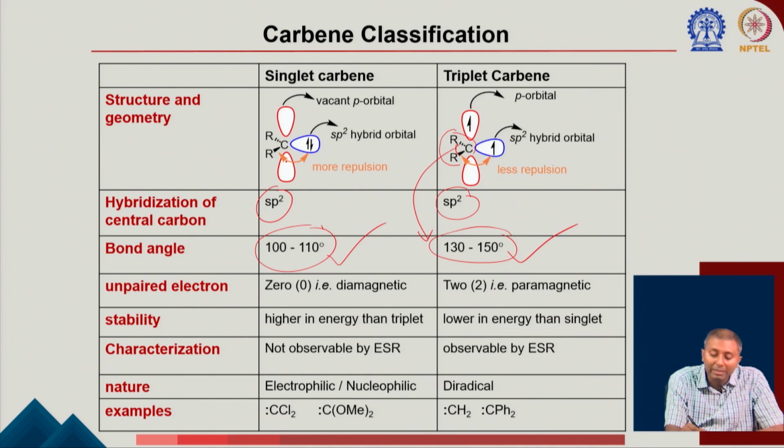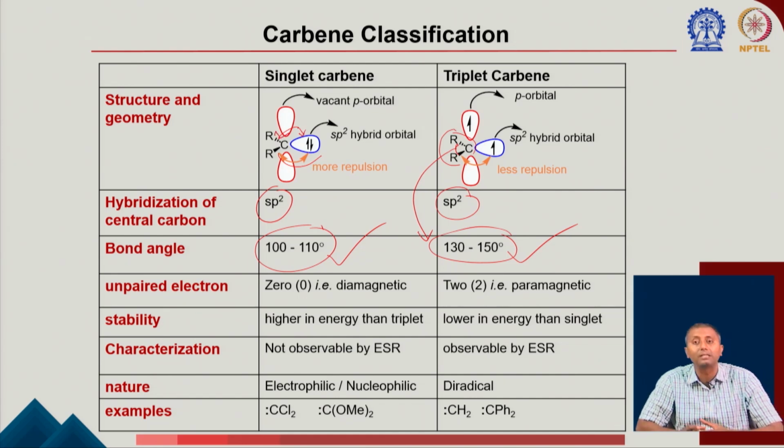So now there is a repulsion between these bonding pairs and this 2 electron pair which is in this hybrid orbital. Due to this repulsion between this R group and this orbital, the bond angle is less compared to a triplet, because in the triplet you have only a single electron here. So the repulsion will be comparatively less than with the singlet. That is why you can see the bond angle will be higher.